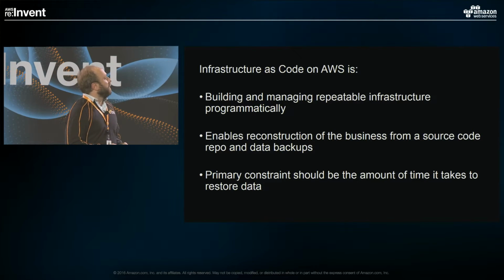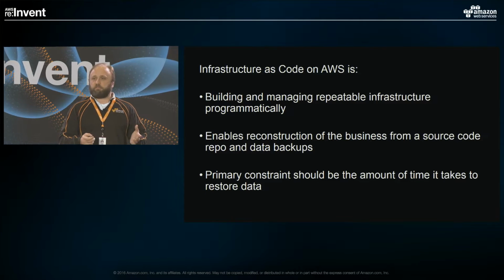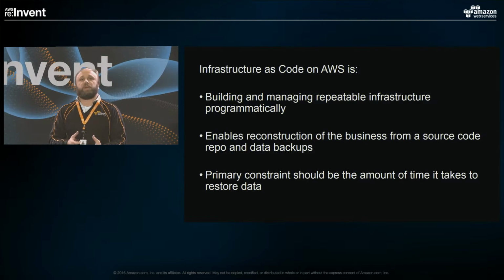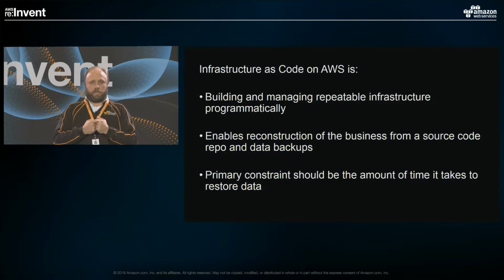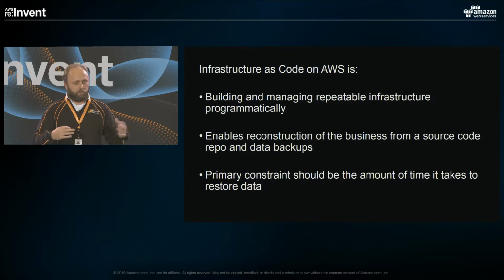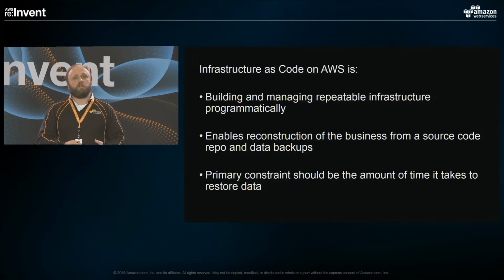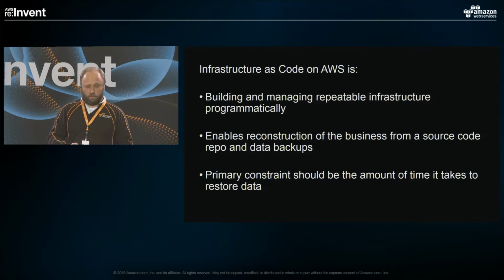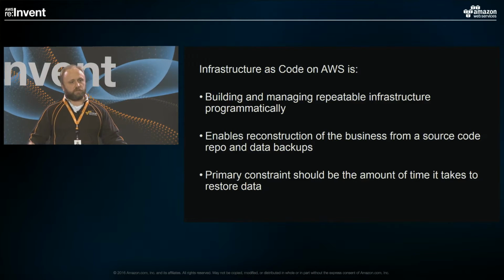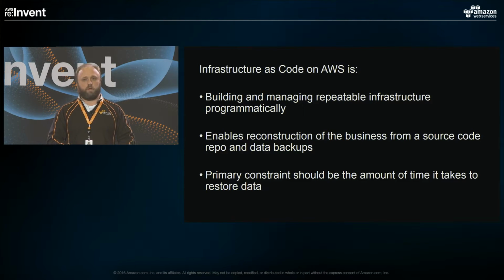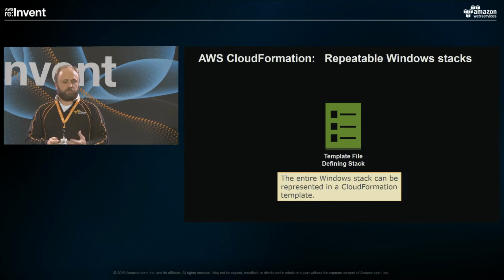So, infrastructure as code. That's effectively at the source of it all, and the very basic service for us is AWS CloudFormation. We use it to build and manage repeatable infrastructure programmatically. It also enables us to reconstruct everything, the business, from the source code repo and backups. We also use services such as CodeDeploy and CodePipeline to orchestrate, and CodeCommit or Git and other repositories to store and version all of the stuff that we have. Obviously, we can include things like Jenkins and so on for build, and various other platforms for test stages. So what does that look like specifically for a Windows stack?